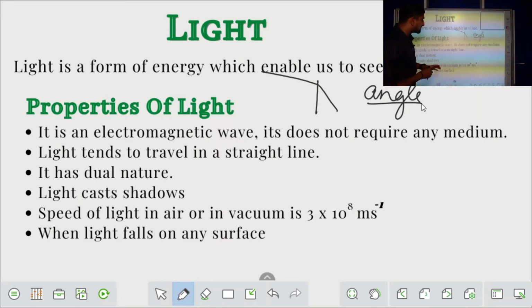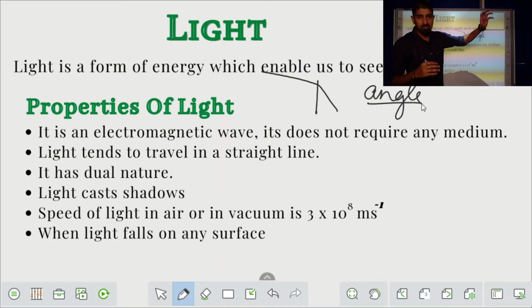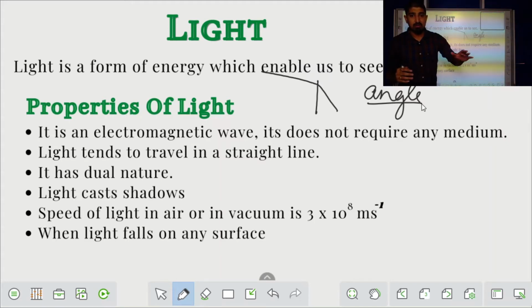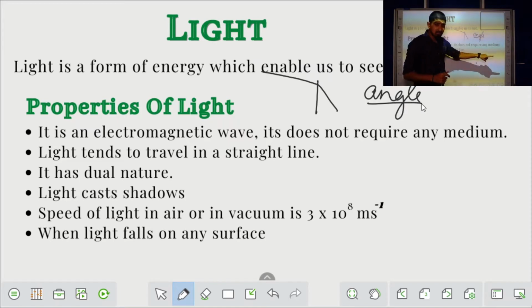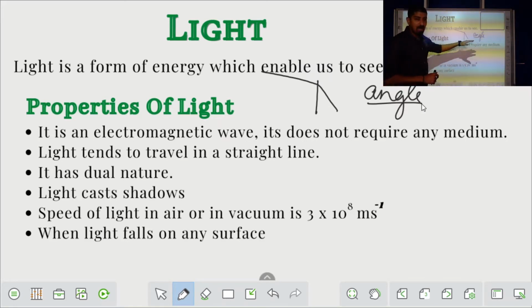So when it goes to a different medium, in air the light is traveling straight. But once it enters water or glass, that's a different medium, so when it enters, it bends. Why it bends and all the stuff we will study in the coming slides. So you have an idea that it tends to travel in a straight line. Obviously, yes, it bends at an angle. But why does it bend? Because when it enters from one medium to another medium, it bends.